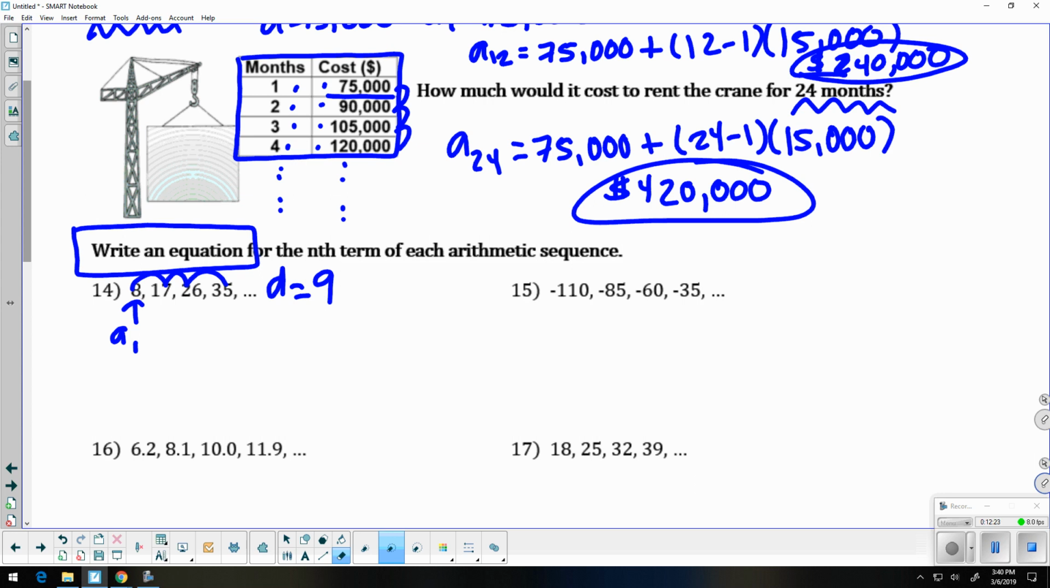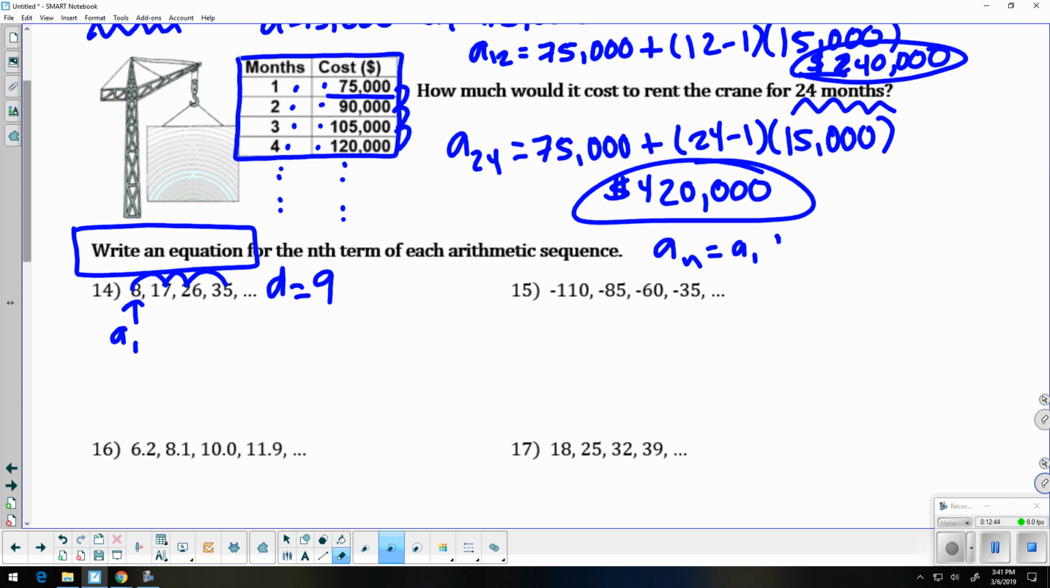We know nothing else about this problem. We don't know the last term of the sequence. We don't know how many terms there are altogether. This is it, because it goes on past 35. You see that dot, dot, dot. That means it's just going on to infinity. Never ends.